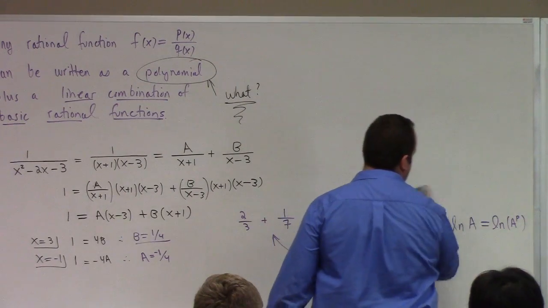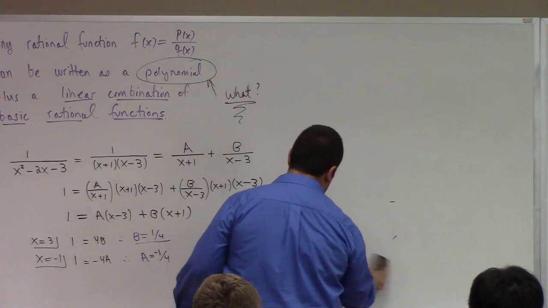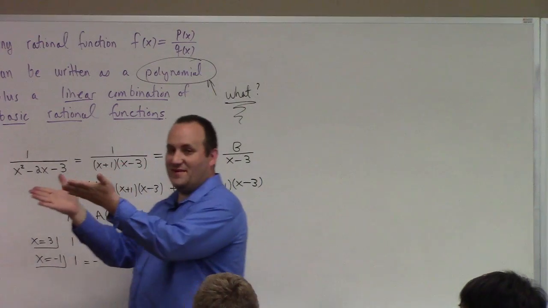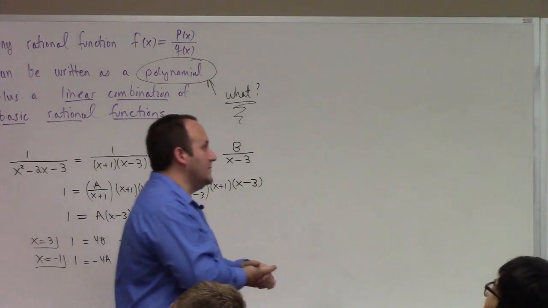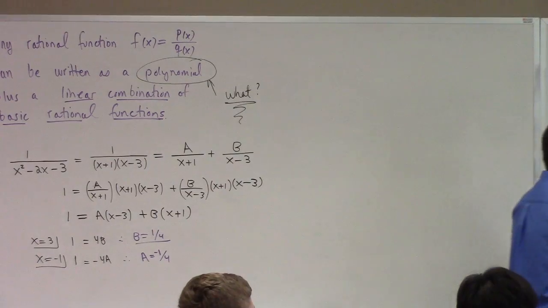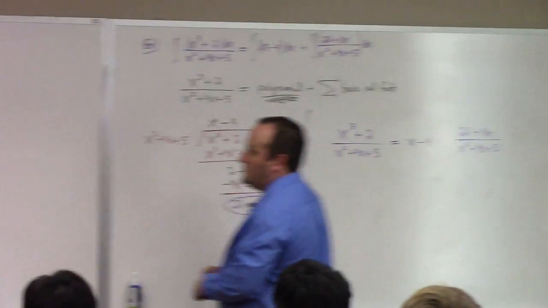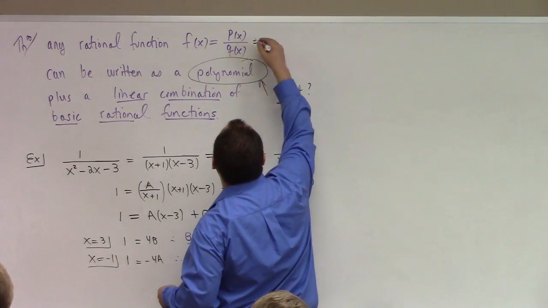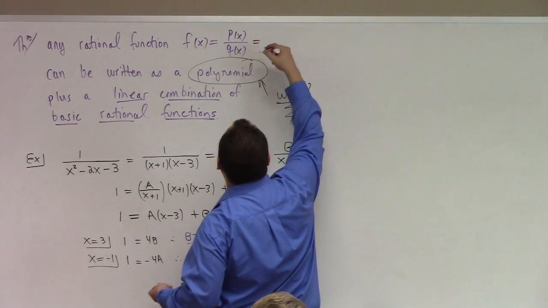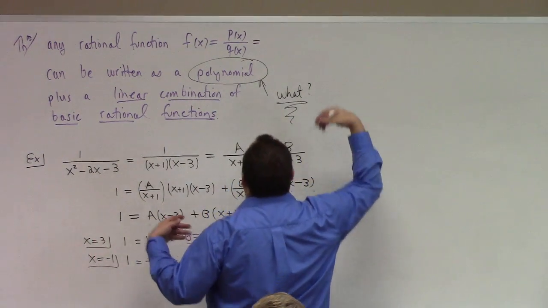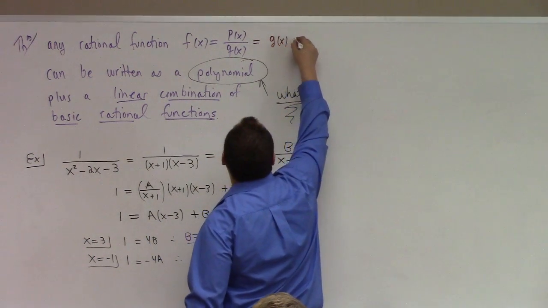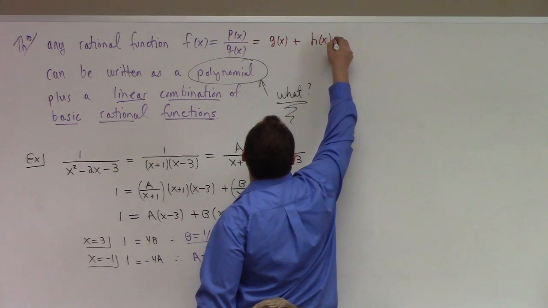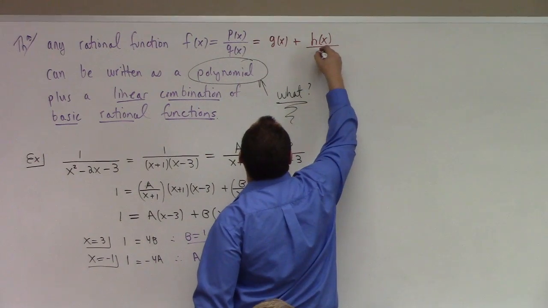Why is it that we're splitting it up? Does that just make it simpler? Well, we know how to integrate basic rational functions. The larger point here is that f of x is equal to p of x over q of x, right? But what that's equal to is, I need another letter, g of x, plus another letter, h of x, divided by q of x.